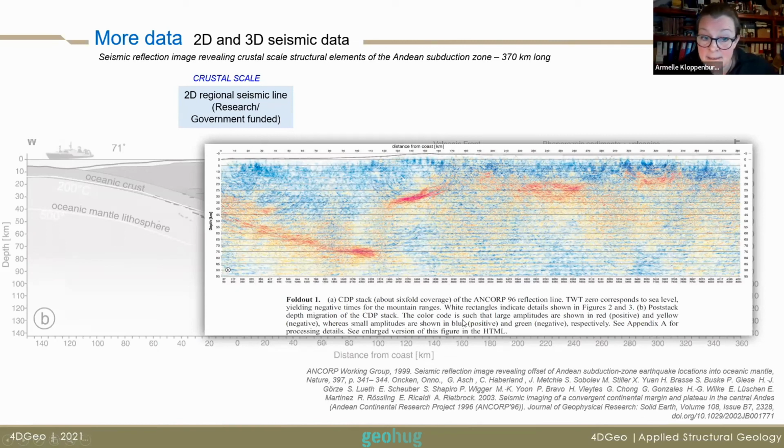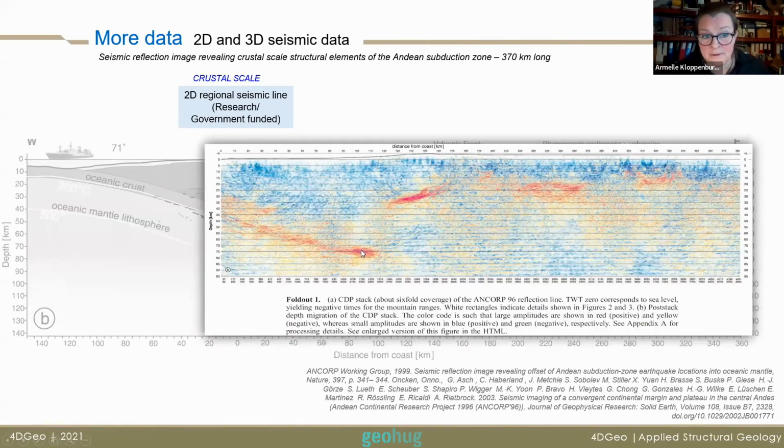So this is a big regional seismic line. It's about 370 kilometers long. It goes about 100 kilometers deep. It was published by the group led by Onno Oncken some 20 years ago already, and it is spectacular. It's impressive what it shows.